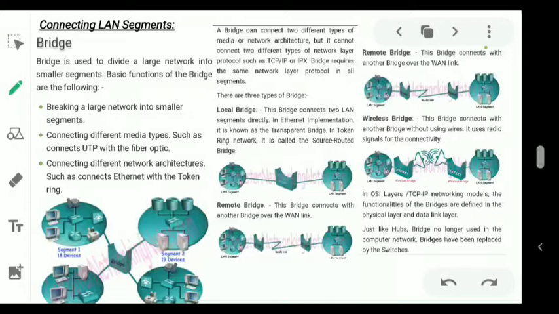Today we will finish the last part of this chapter, number 4, the local area network. So today's topic is connecting the LAN segments.